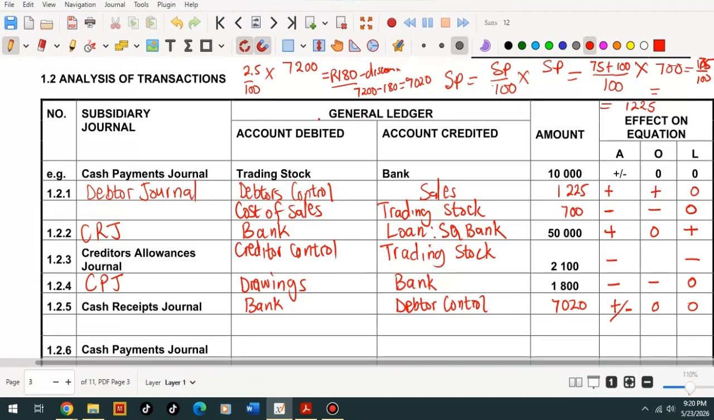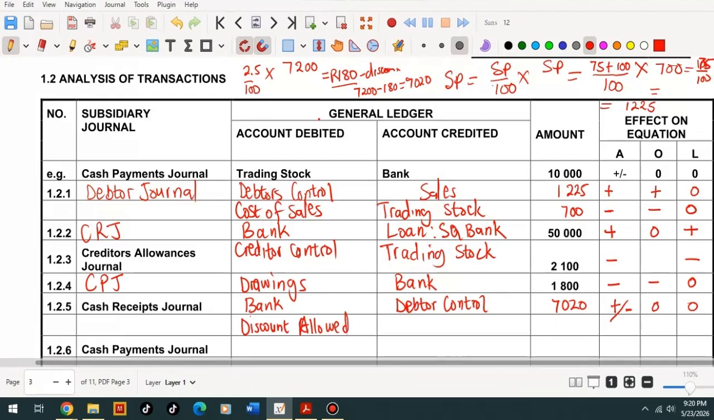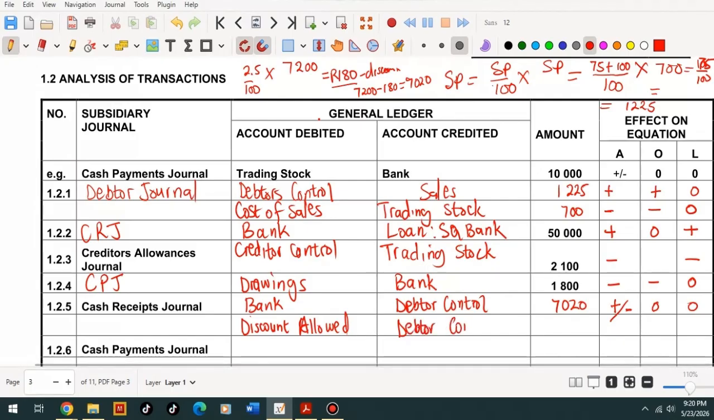So we have to show the discount. The early settlement discount is called discounts allowed. Discounts allowed is an expense to the business. And because it is an expense, the business does not get the money it was supposed to get. Debtors control is decreasing. So how much is the discount? It is 180.